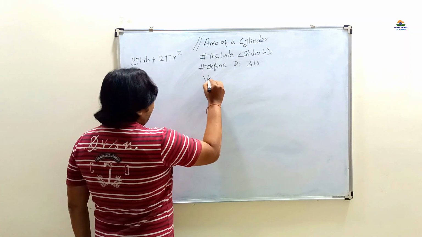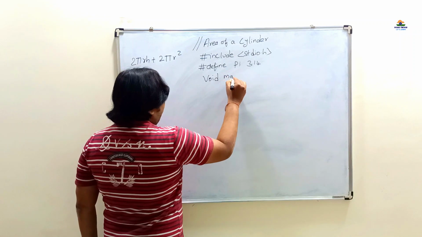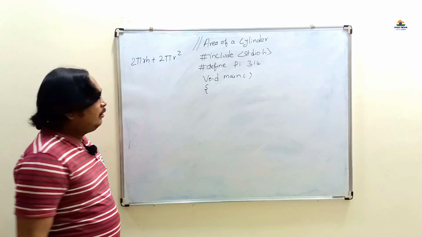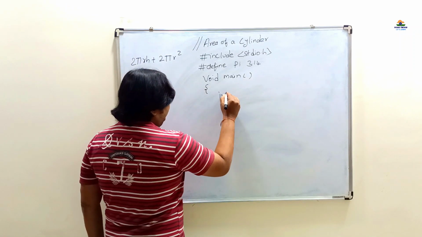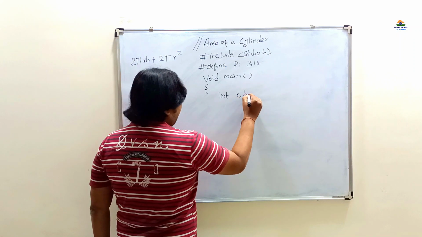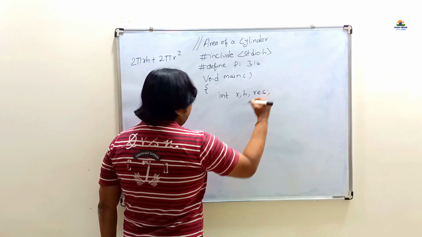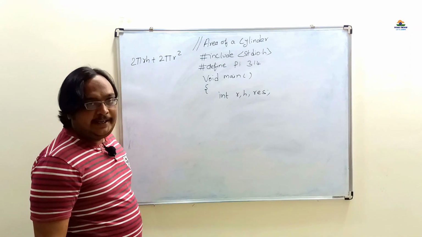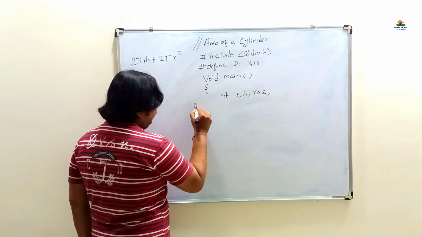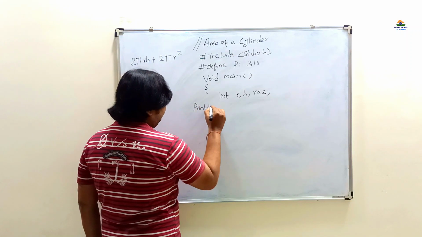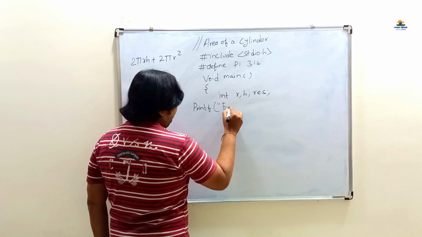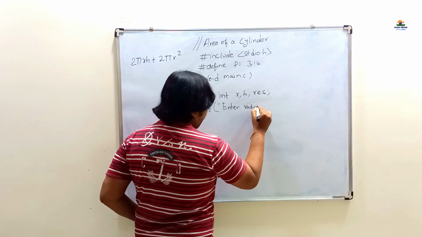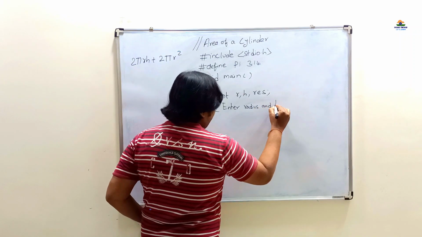Now void main. Declare int for radius r, height h, and for result RES. Since you already have pi, take input of radius and height. That is, printf enter radius and height.